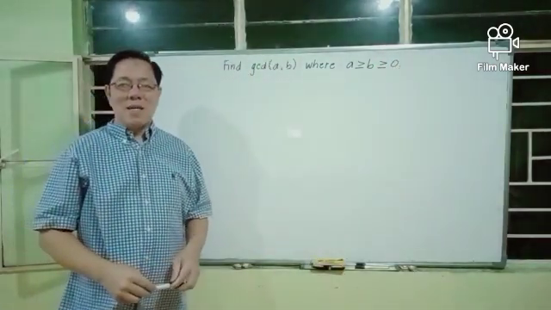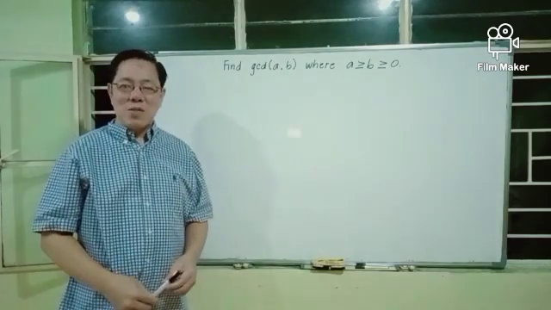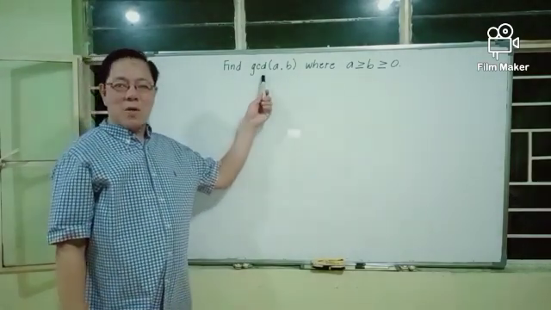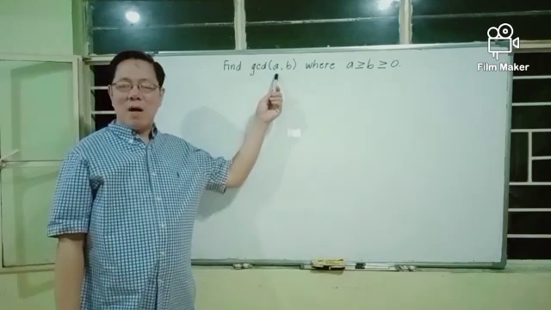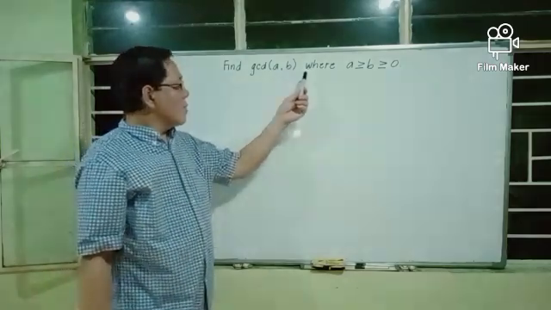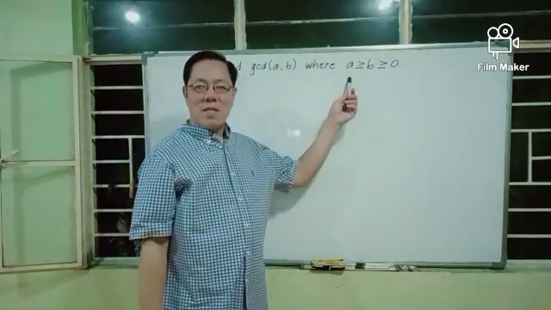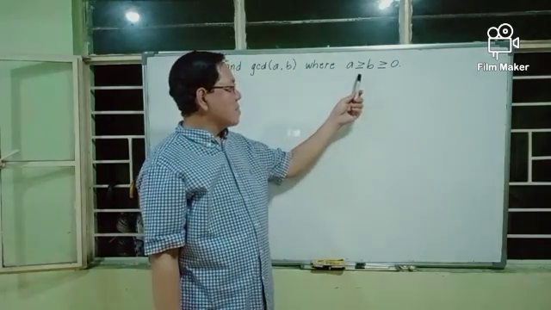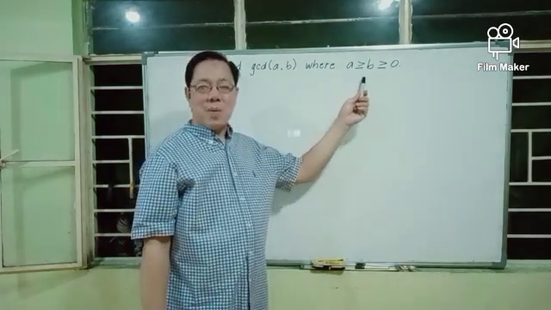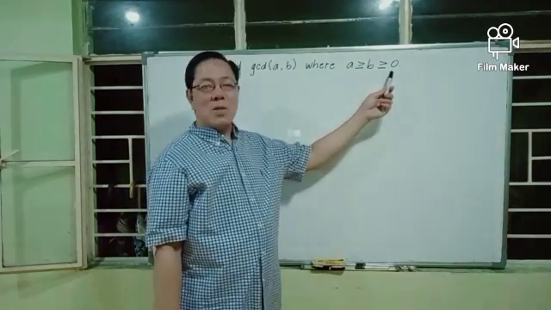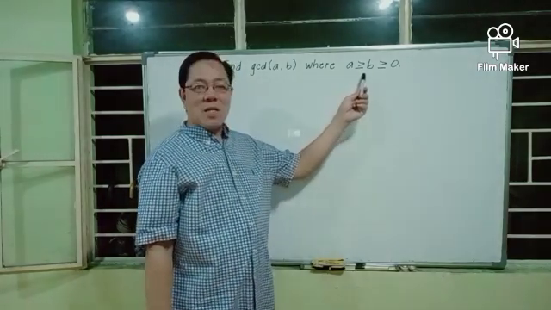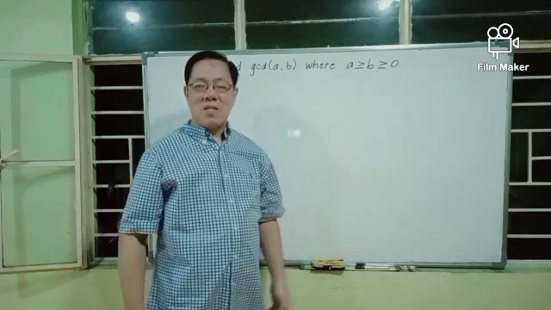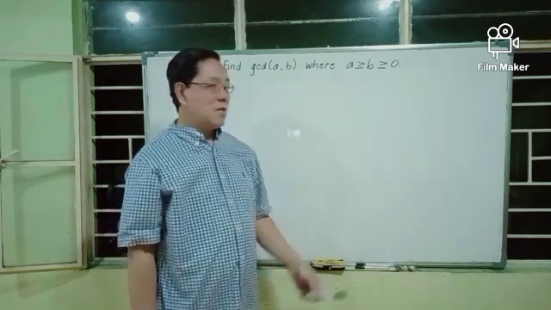In applying the Euclidean algorithm, the problem is to find the greatest common divisor of a and b. A and b are integers, and this is the inequality or condition that must be satisfied by the integers a and b. A is greater than or equal to b and b is greater than or equal to 0. This inequality implies that b is a positive integer or zero.